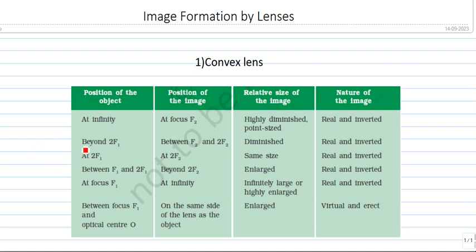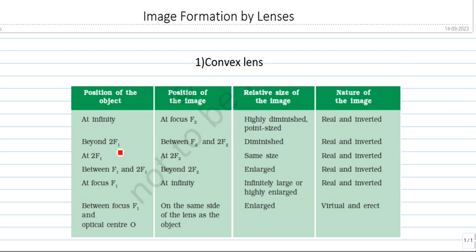This image is real and inverted. So again, when we place the object beyond the point 2f1 on the left side of the lens, we get the image between f2 and 2f2, which is diminished, real and inverted. When you place the object at 2f1, you get the image at 2f2. It is the same size as the object, real and inverted. So when you place it between f1 and 2f1, the image is formed beyond 2f2.